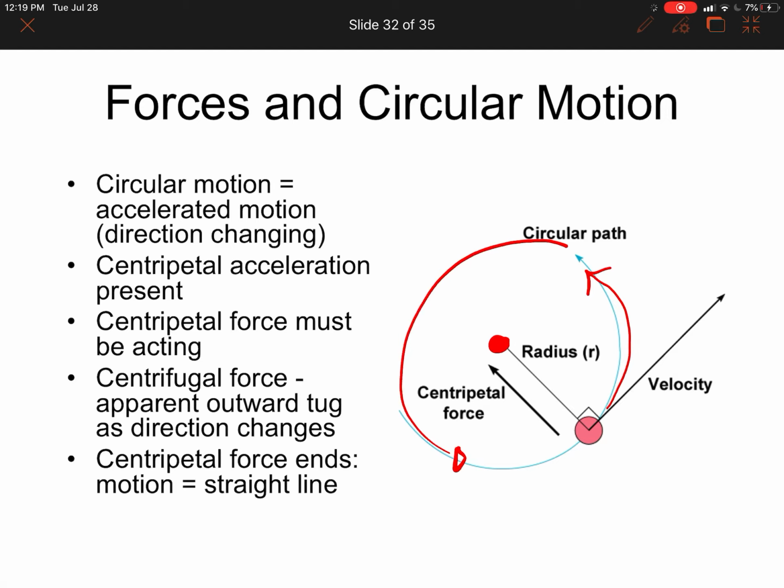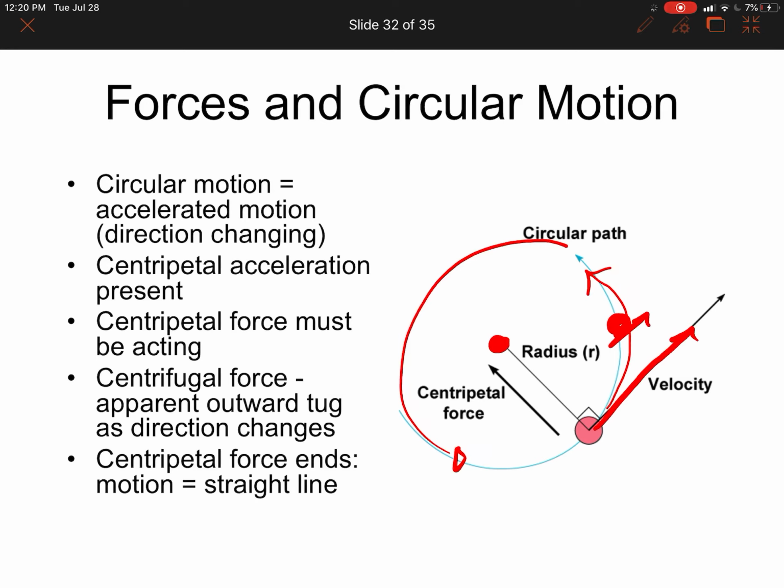But if I let go of the string altogether, is the ball going to keep going in a circular path? Actually, no, it ends up going in a straight line path. So every point that it's at on the circle, it's wanting to go in a straight line. But because of me, I'm forcing it, right? Actually, I shouldn't have drawn it like that. I should have drawn it like that. I'm forcing it to go towards the center, okay?